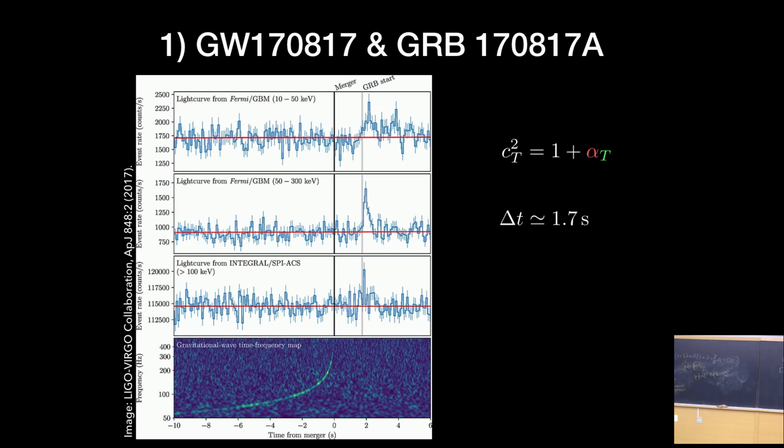So that simple fact from one event, that the gravitational waves and the first photons to get out of the merger, which are the gamma rays, arrived at Earth within 2 seconds of one another, actually puts amazingly tight bounds on any difference in speed between gravitational waves and electromagnetic waves. If you do the numbers, in the most straightforward case, the bound you get is that this alpha T parameter must be less than 10 to the minus 15. Okay, so it's an incredibly tight bound.